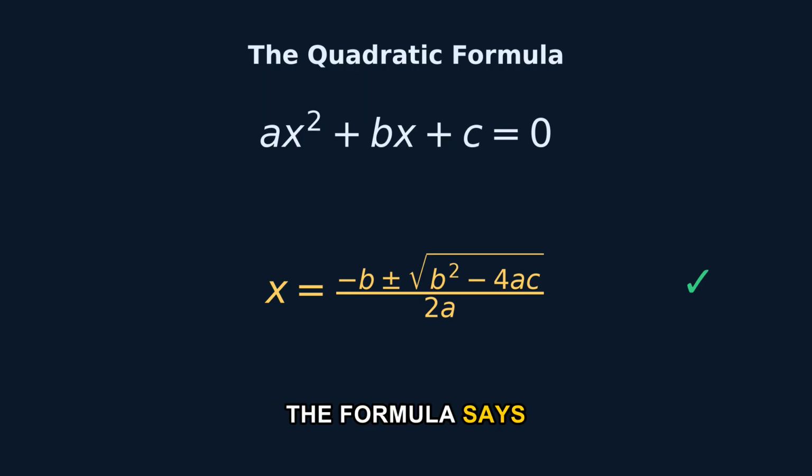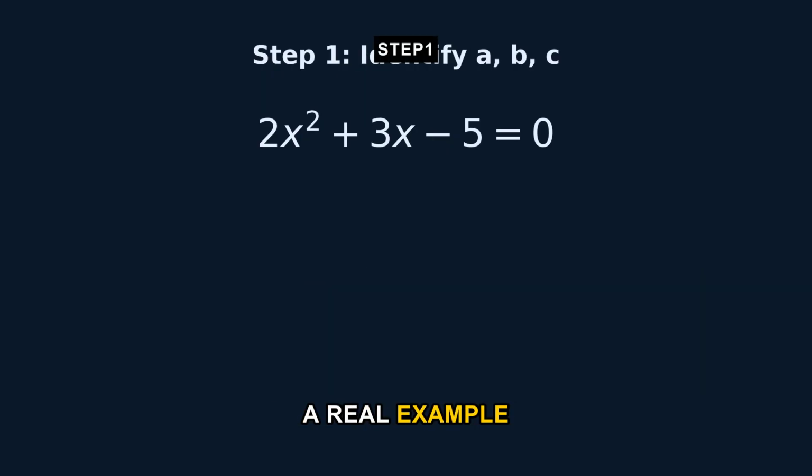The formula says x equals negative b plus or minus the square root of b squared minus 4ac, all divided by 2a. It looks intimidating at first, but once you plug in numbers, it's just arithmetic, and we're going to do exactly that right now. Let's work through a real example. 2x squared plus 3x minus 5 equals 0.